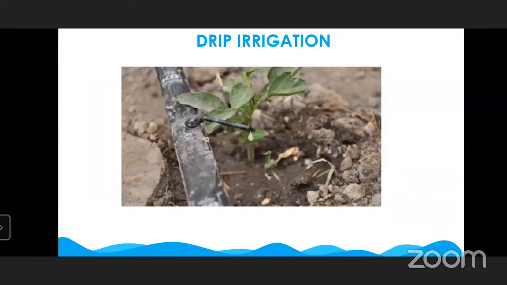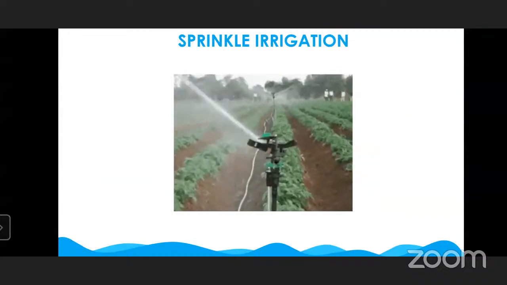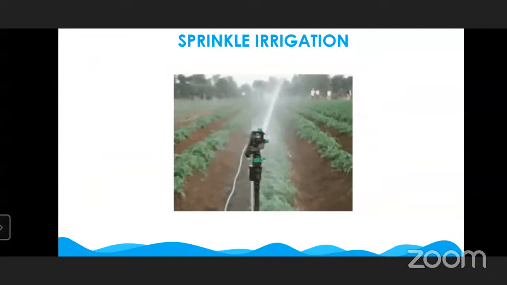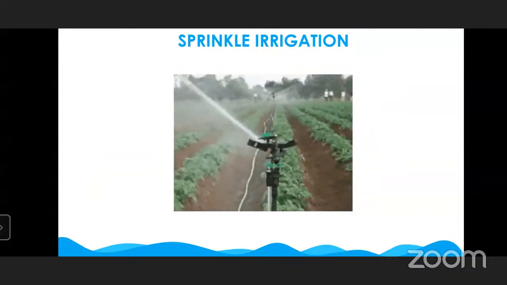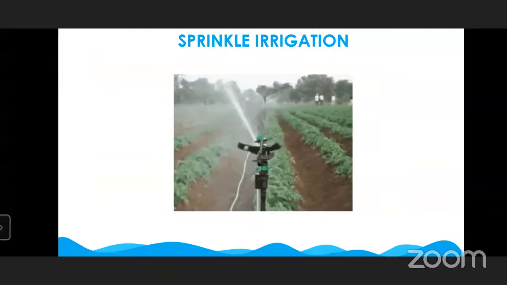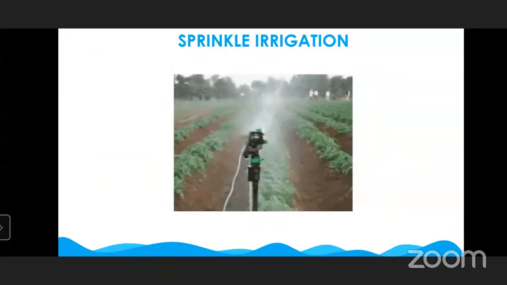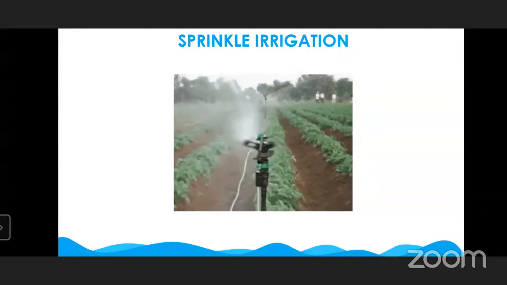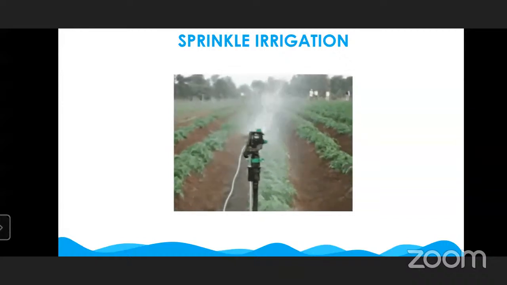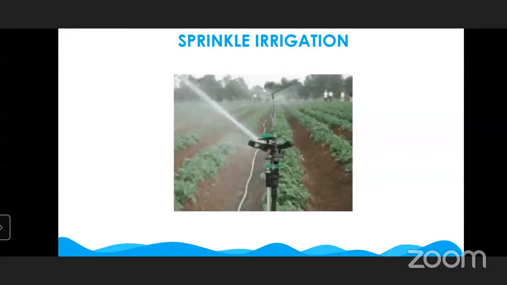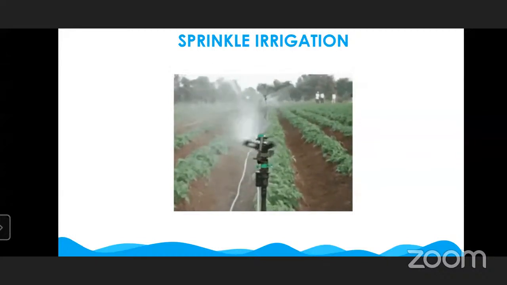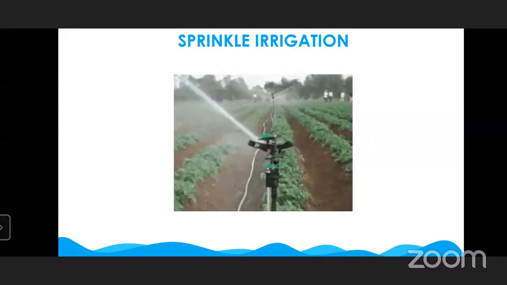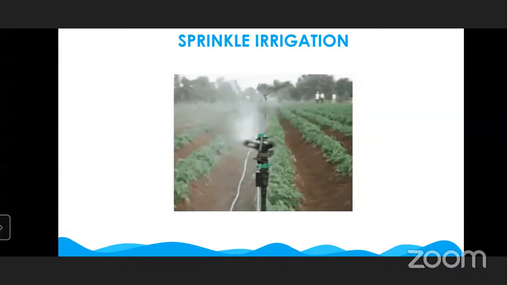Moving to the next slide. This one is the second irrigation type, that is sprinkler irrigation. What do you mean by sprinkler irrigation? Sprinkler irrigation is the second irrigation type. This type of irrigation is mainly used to irrigate agricultural crops as well as lawns, landscapes, golf grounds.